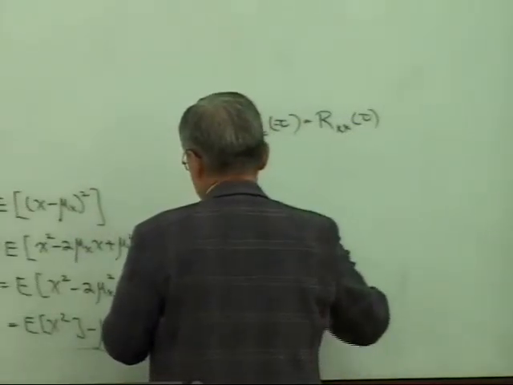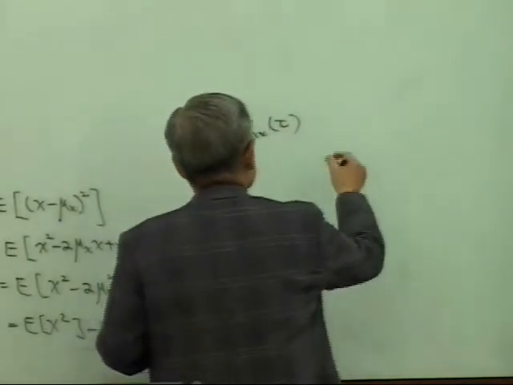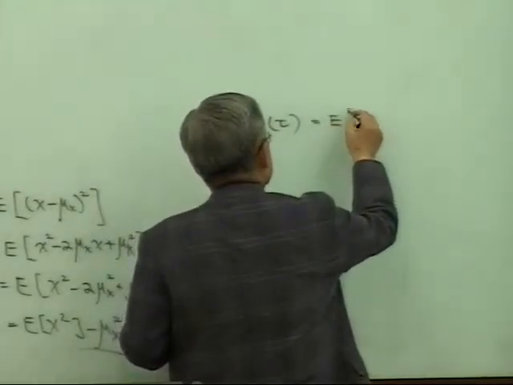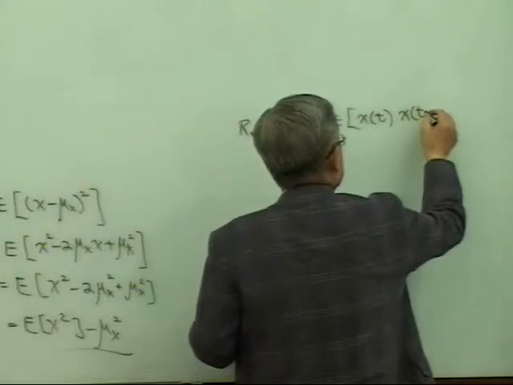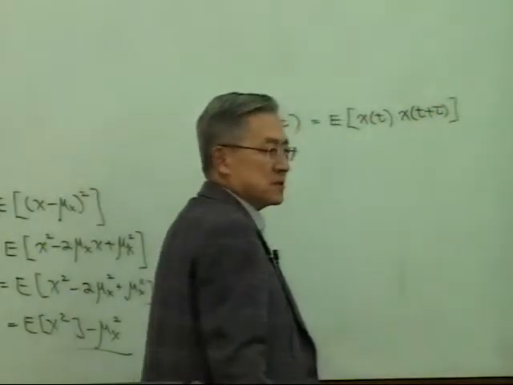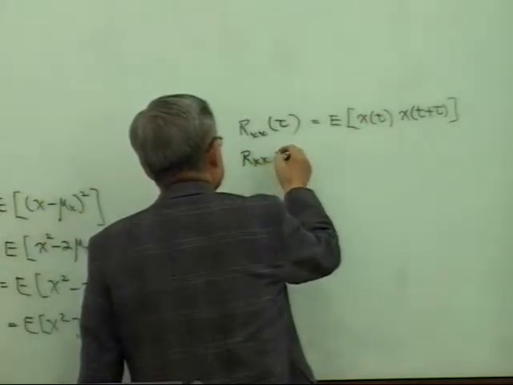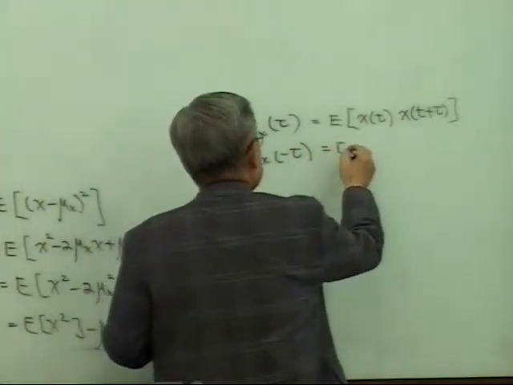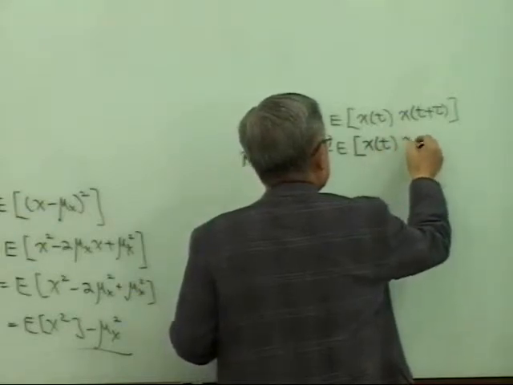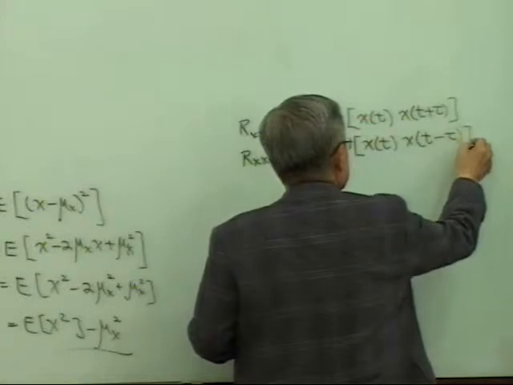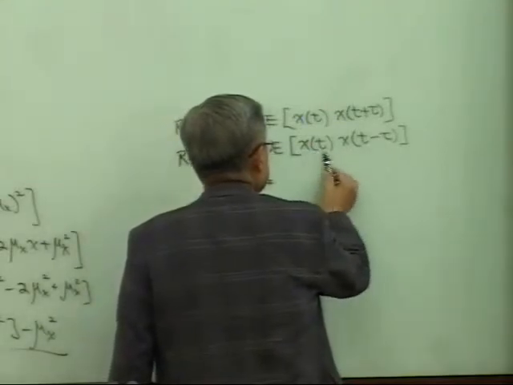For the derivation, I'm going to say this guy. Start from the definition. This definition is what? E of x(t) x(t plus tau). I always start from the pure definition. No memorization. So if I write this guy Rxx of minus tau, I replace tau with minus tau, E of x(t) x(t minus tau), then this is equal to, this is earlier time, this is later time.